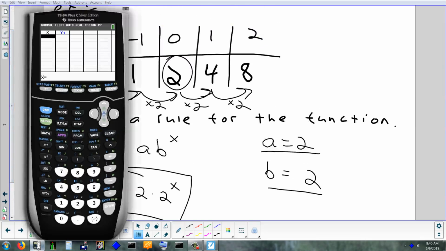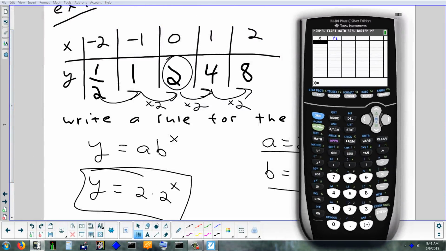So what I did on the calculator is I just typed in the formula we just came up with. When x is -2, what am I supposed to get for y in that table? Positive what? A half. I don't know if you can see it, but that's exactly what the calculator just gave me, 0.5. Right?